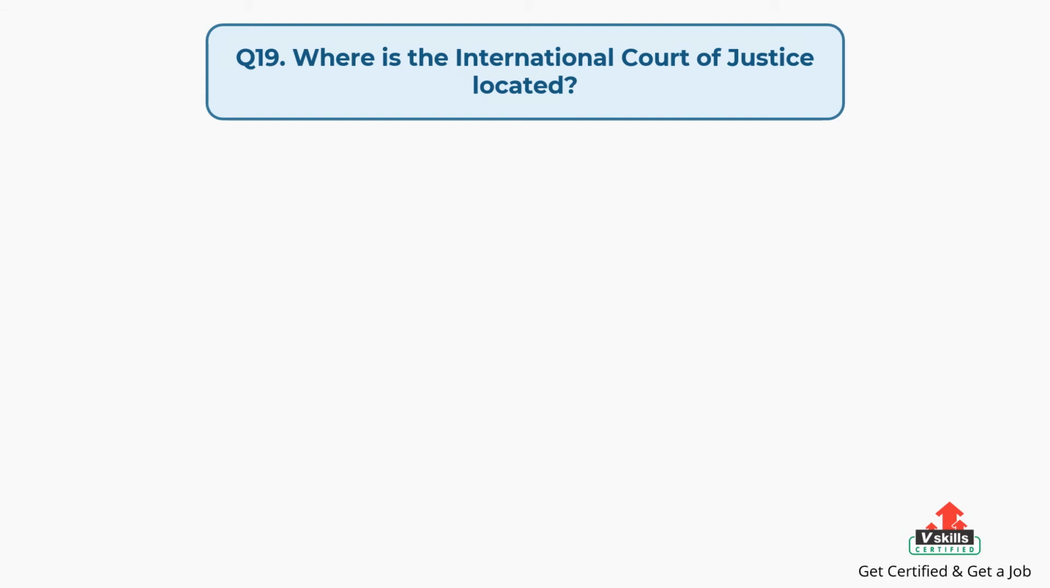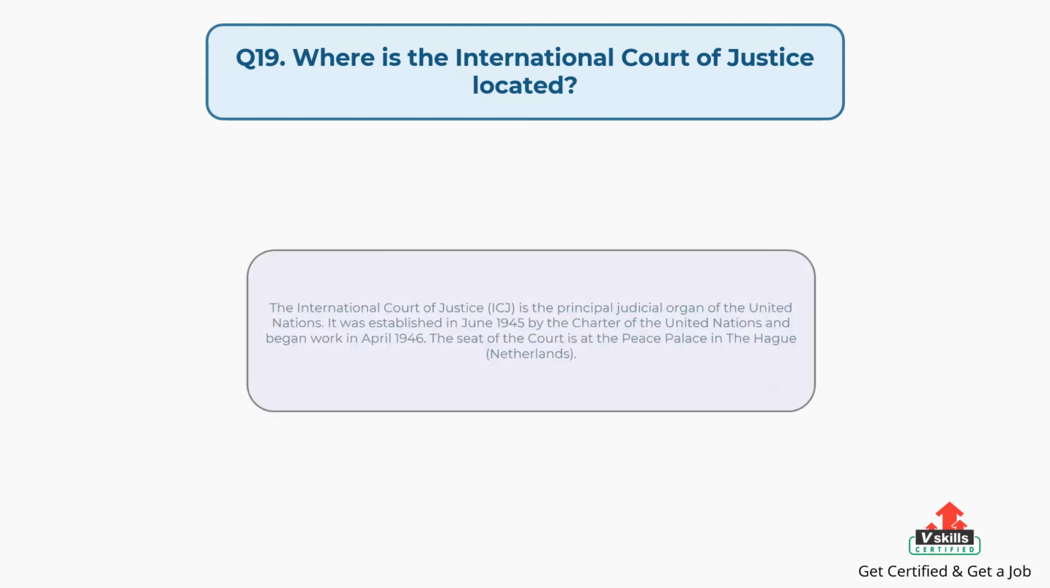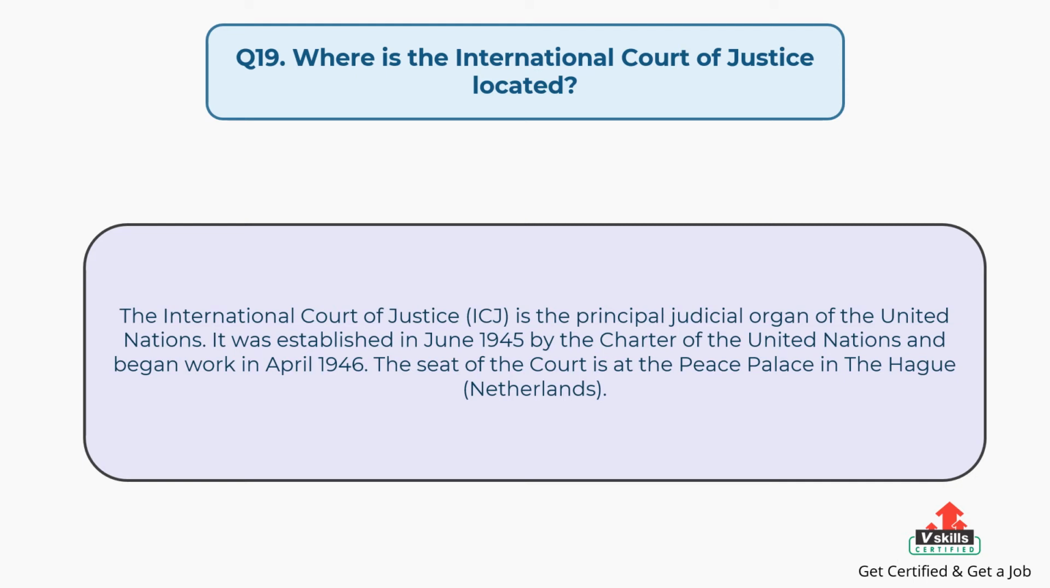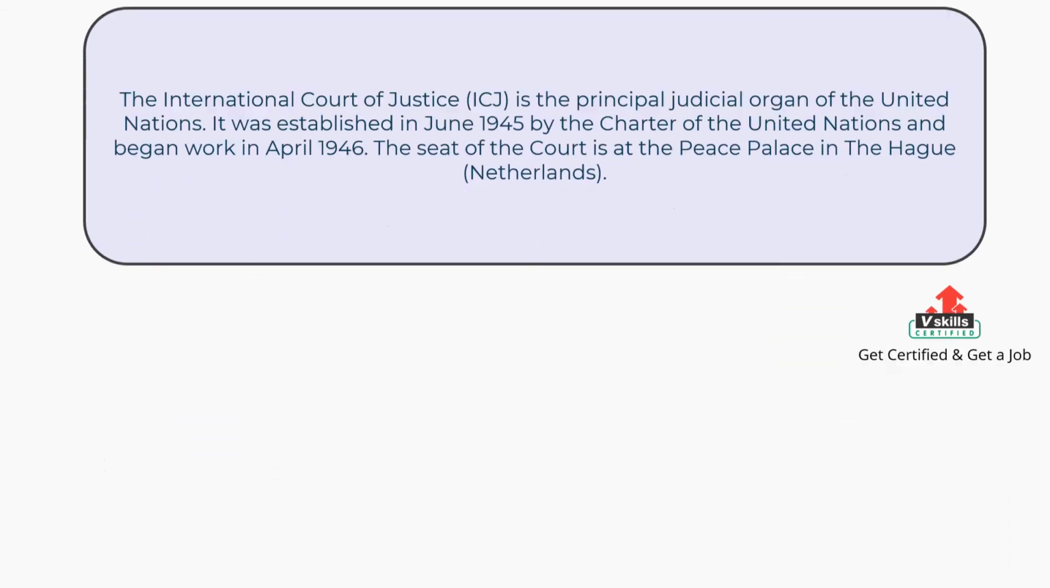Question number 19. Where is the International Court of Justice located? The answer is: the International Court of Justice is the principal judicial organ of the United Nations. It was established in June 1945 by the Charter of the United Nations and began work in April 1946. The seat of the court is at the Peace Palace in The Hague, Netherlands.